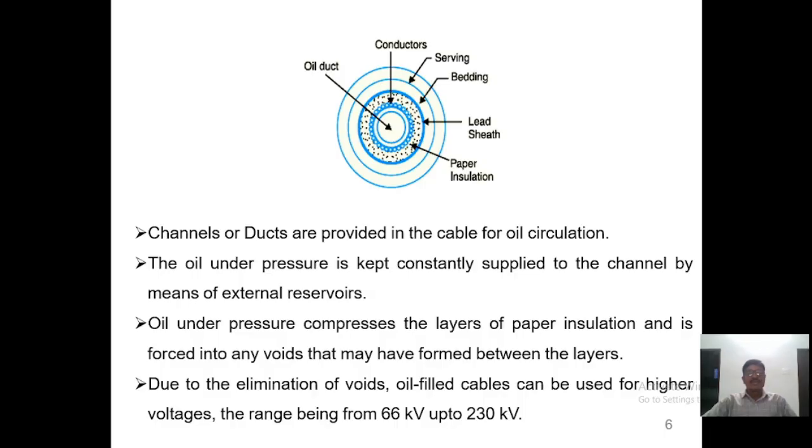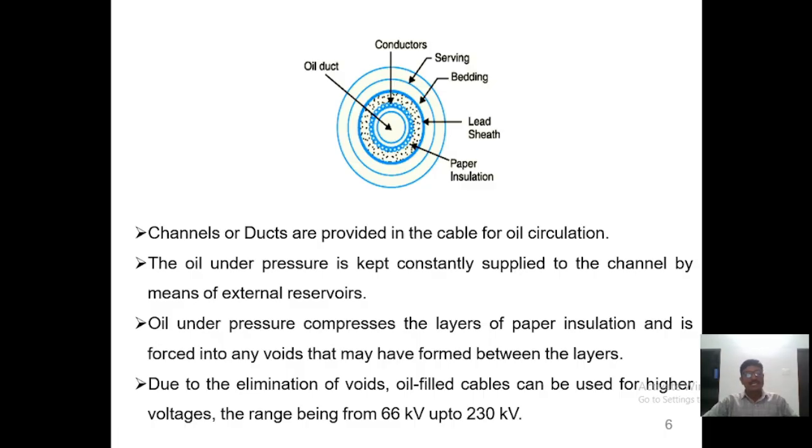In the oil-filled cable shown in that figure, in the central part the oil duct is provided. In this duct, the oil is flowed. The channels or ducts are provided in the cable for oil circulation in that center part. The oil under pressure is kept constantly supplied to the channel by means of external reservoirs.